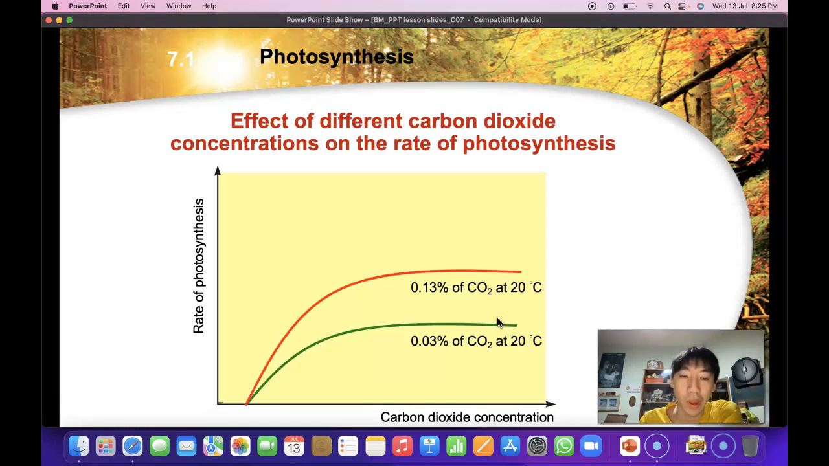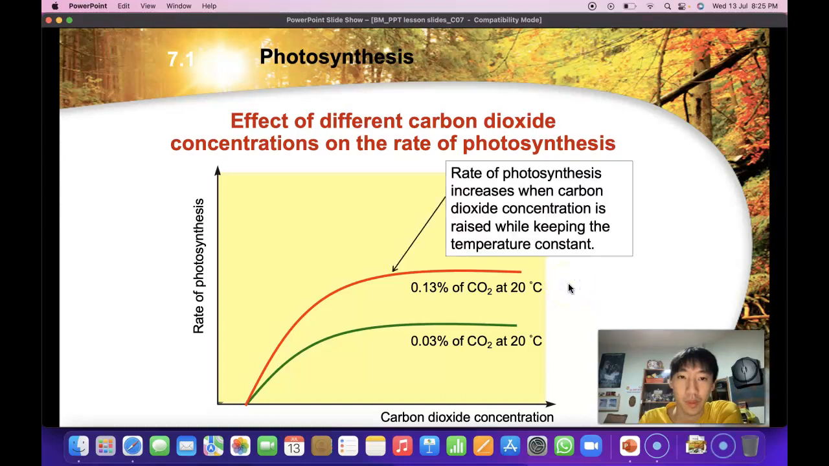Okay, so if you were to compare these two lines, the green line is 0.03 and the red line is 0.13. So we see that by increasing the amount of carbon dioxide, the maximum rate of photosynthesis increases drastically. Oops. Okay, so you might want to sketch this down on your notes.